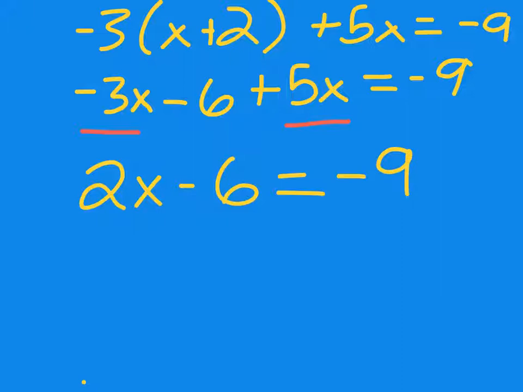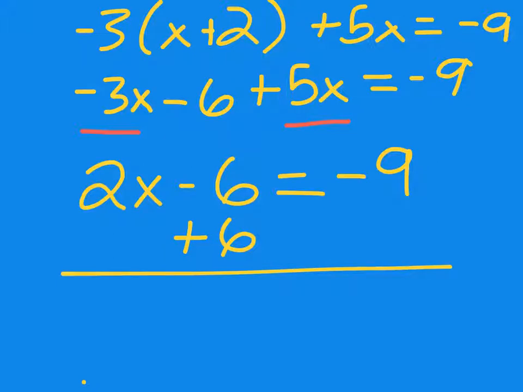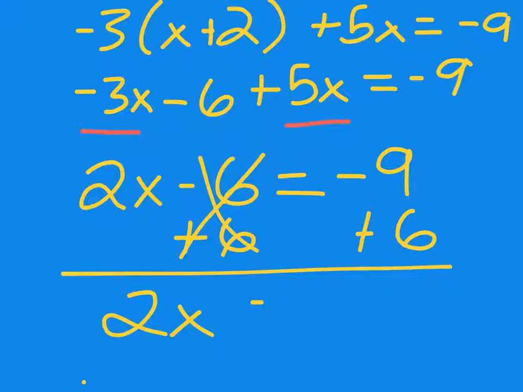Now we need to solve this by moving the numbers over to one side so that we can isolate x on its own side. The first thing I'm going to do is add 6, because it's the inverse of subtraction. Add 6 to this side, add 6 to this side. This cancels out and it leaves me 2x. On the other side, you have a negative 9 plus 6, which leaves me with negative 3.